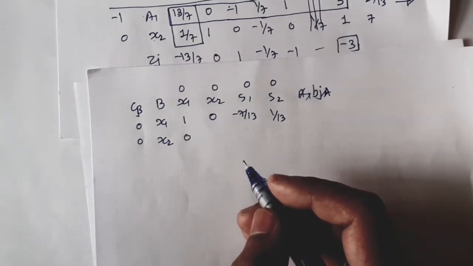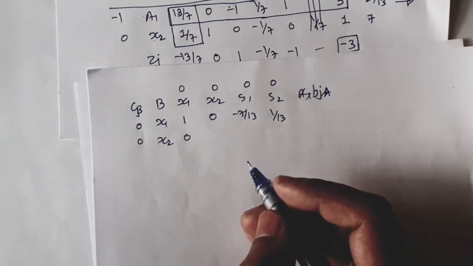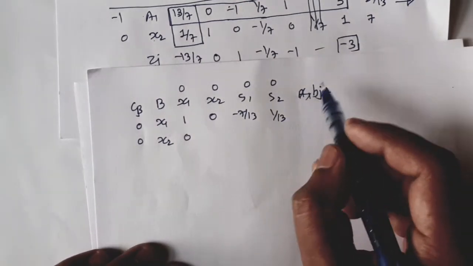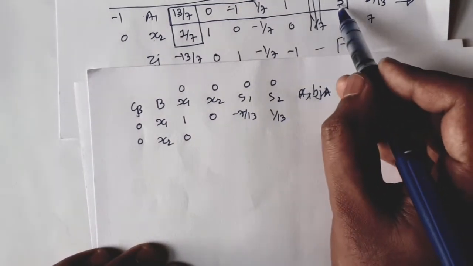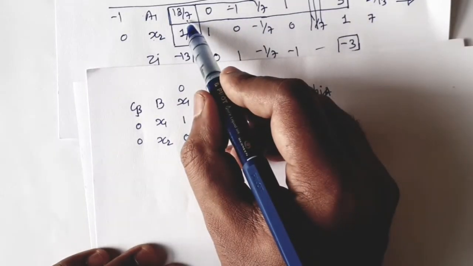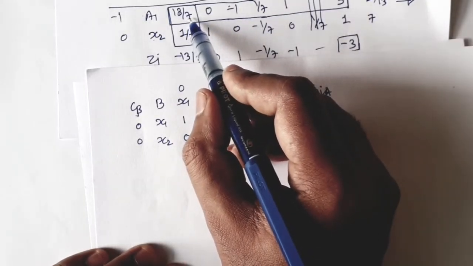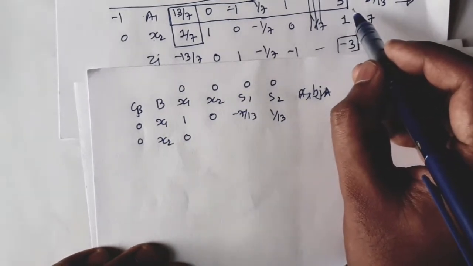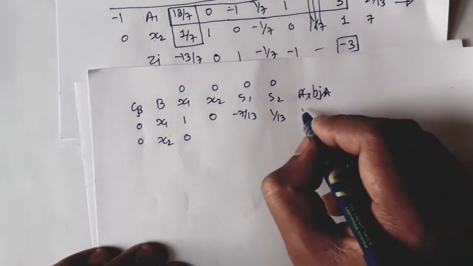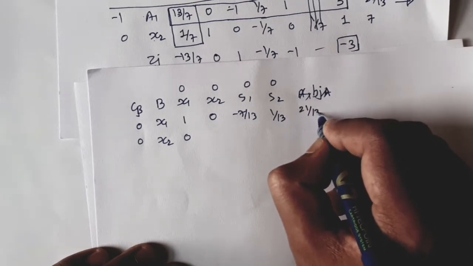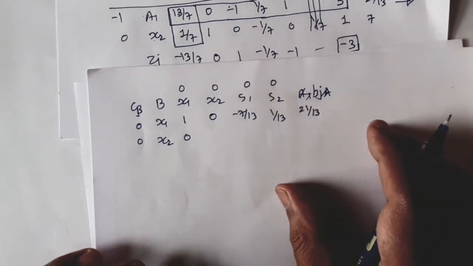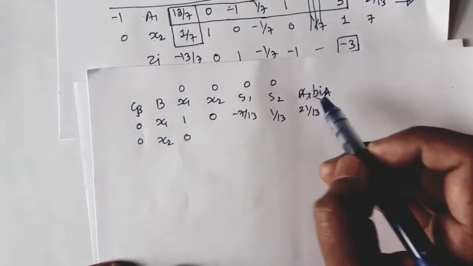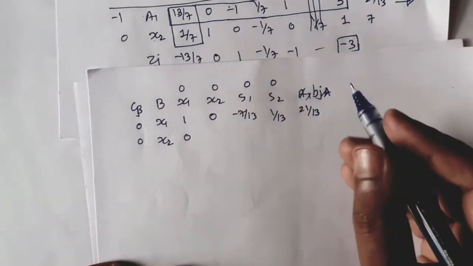Now for the remaining, for the bj value, here it is 3 divided by 13 by 7, so it will be 21 by 13. 3 divided by 21 by 13.